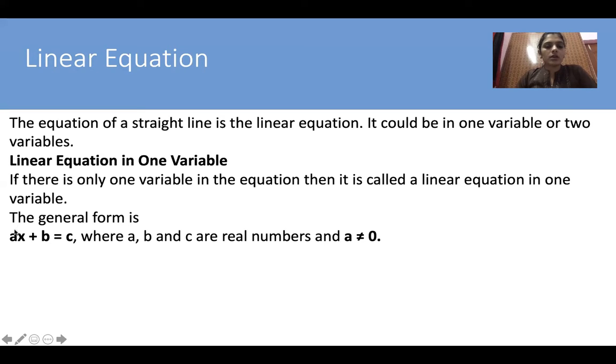This is the general form of a linear equation. Here a cannot be equal to 0. If a is 0, then this term becomes 0 and only the constant term will be left. So this is not a linear expression.